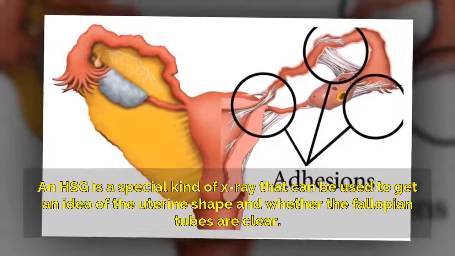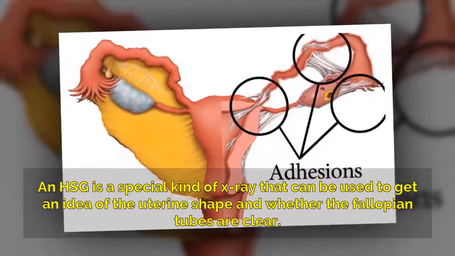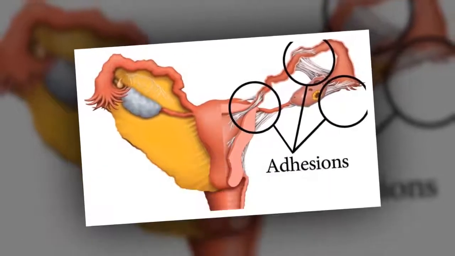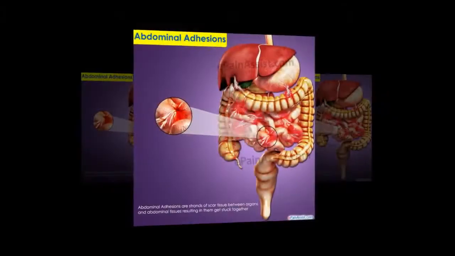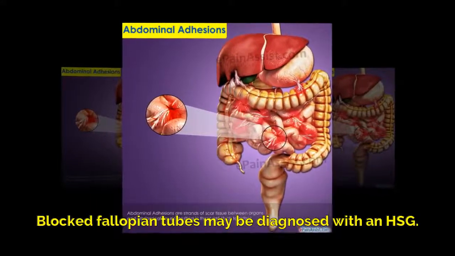An HSG is a special kind of X-ray that can be used to get an idea of the uterine shape and whether the fallopian tubes are clear. Blocked fallopian tubes may be diagnosed with an HSG.